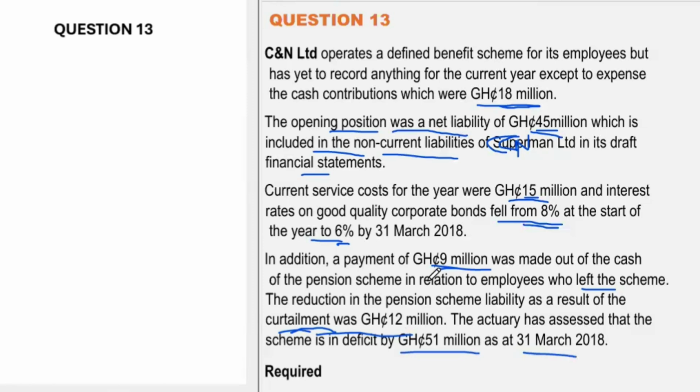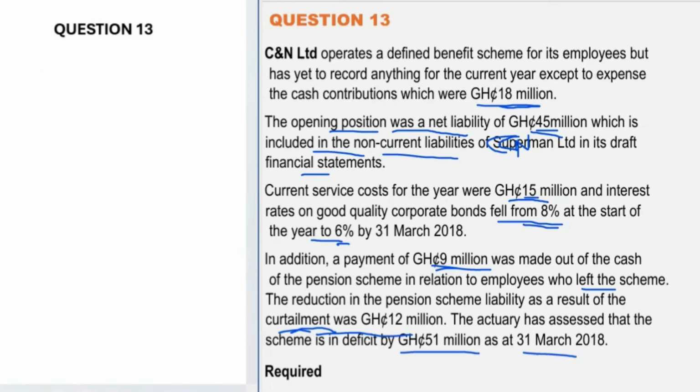Here, this is curtailment with what? Settlement. Because when they left the scheme, they were paid. They paid him 9 million. So this is curtailment with settlement. We looked at it in the previous video. And we have the closing balance. So this is very, very simple. We can get our loss or gain on curtailment, which is just comparing the 9 million with the 12 million. That's all. So let's start.